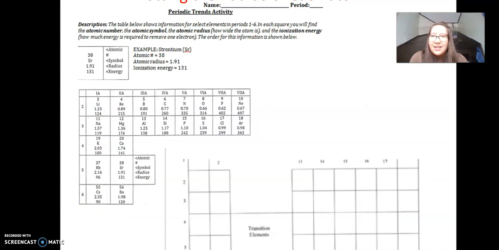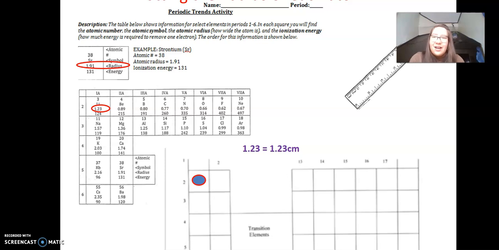The last part is going to be plotting the radius of the atom, or at least the last part you're using this for. And the radius of the atom is right here. So you're going to be taking this and plotting it into here. For example, the scale I recommend using is centimeters. If you do not have a ruler, just do your best approximations. It doesn't have to be perfect as long as you get the right idea across.